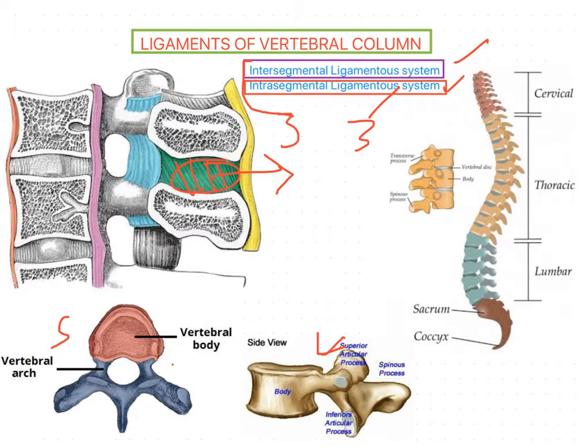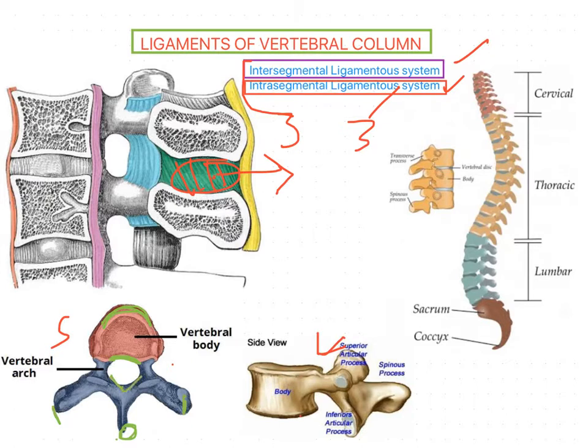Okay, anterior aspect of the vertebral body. So this one is the anterior aspect of the vertebral body and this one is the posterior aspect of the vertebral body. Okay, and this entire neural arch is located on the posterior aspect. And this one is the spinous processes and this is transverse processes. This is the neural arch.